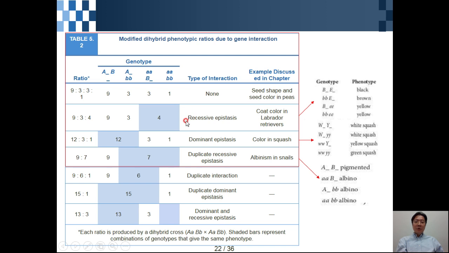If they follow the recessive epistasis rules, we can see this in coat color in dogs. For example, if they have a large E, they will have a color. Large B will have black color, and small bb will have brown. And if they don't have the large E, they will not have any color, even though they have a large B or small bb.